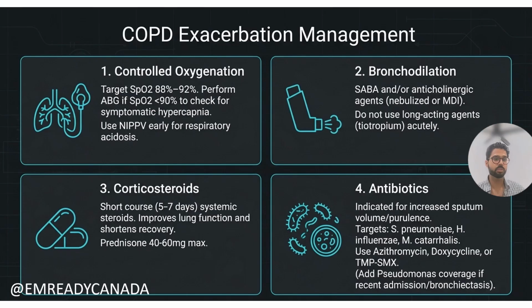If the SpO2 is less than 90%, then we want to do an ABG to check for hypercapnia. And we also want to use non-invasive positive pressure ventilation early for respiratory acidosis. So consider BiPAP early on for respiratory acidosis.